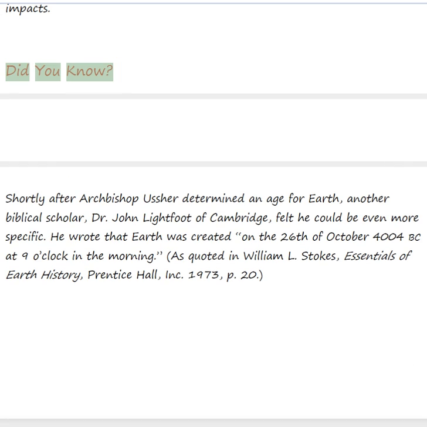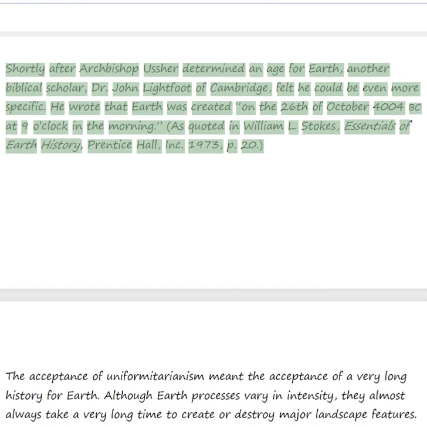Did you know? Shortly after Archbishop Ussher determined an age for Earth, another biblical scholar, Dr. John Lightfoot of Cambridge, felt he could be even more specific. He wrote that Earth was created on the 26th of October 4004 BC at 9 o'clock in the morning.